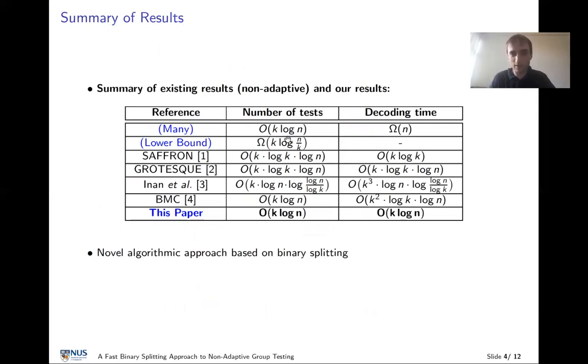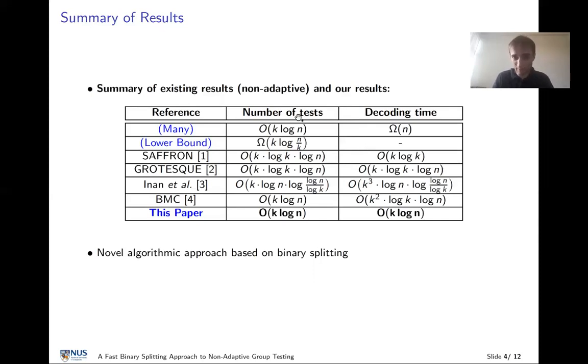And most of the work has focused mainly on driving down the number of tests. But recently, there have been studies that have been thinking more and more about decoding time. So perhaps there could be scenarios where you'd like to really recover your defective set as fast as possible and have as little computation as possible at the decoder. And of course, number of tests, it's obvious why we want to keep that low, because tests may be expensive.